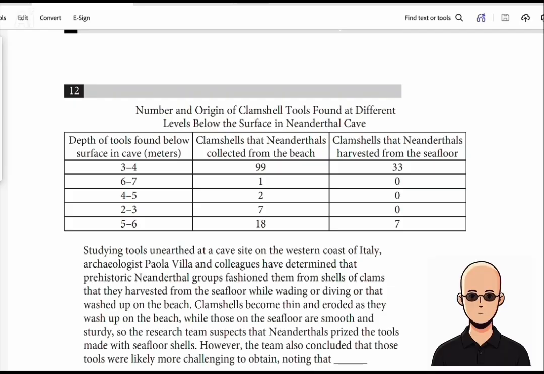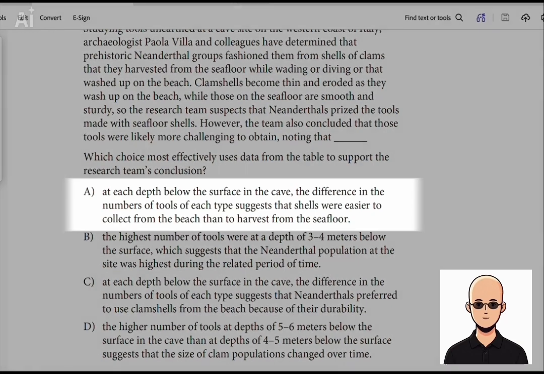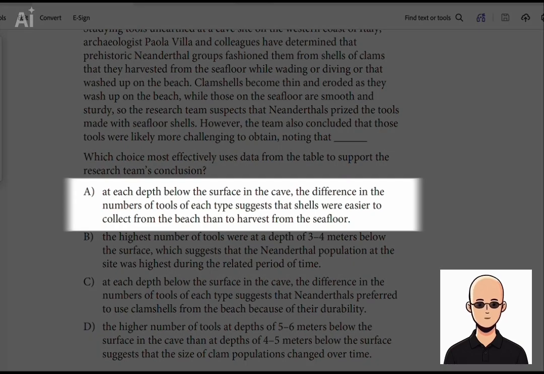Before we go through testing each one, let's eyeball the chart. We can see a general trend that clamshells in both categories are highest in the shallowest depths, 3 to 4 meters, then drop to single digits or even 0 for the seafloor. The one oddball number is a sudden jump of 18 clamshells collected from the lowest depth of tools, 5 to 6 meters.